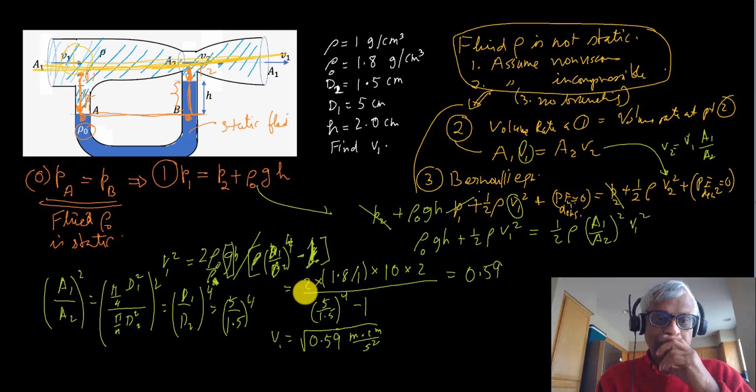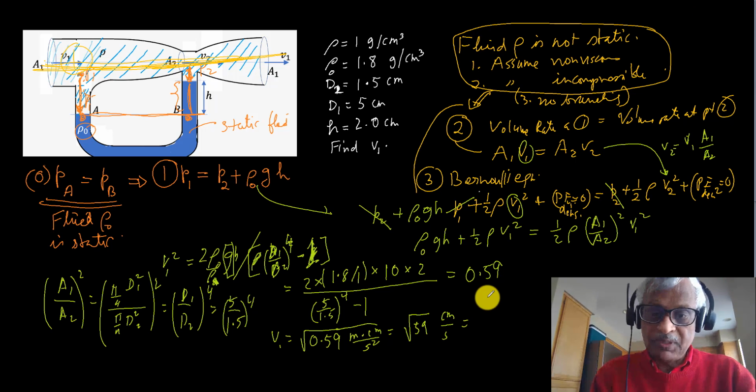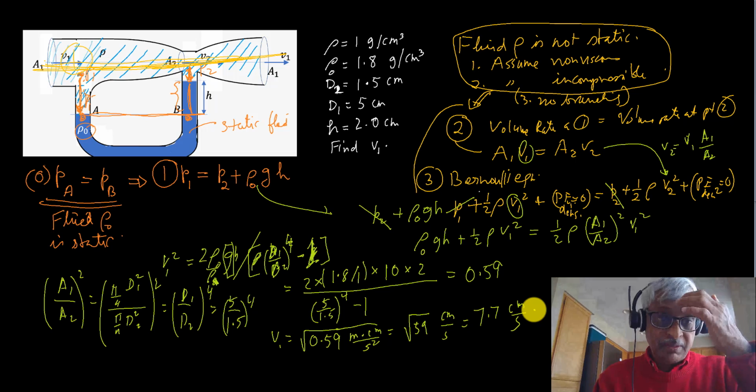So we should convert this: square root of 59 centimeter over second, and let me get the value, which is 7.7 centimeter per second.